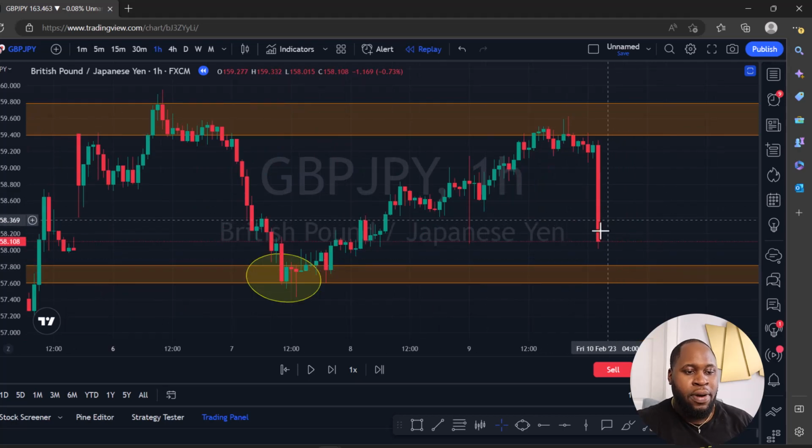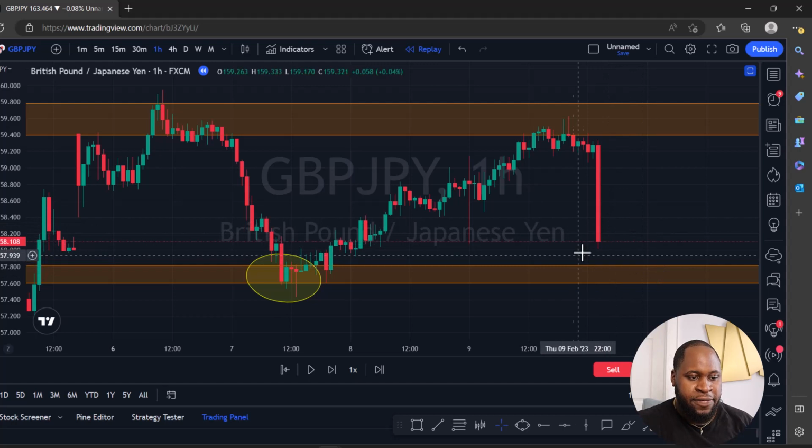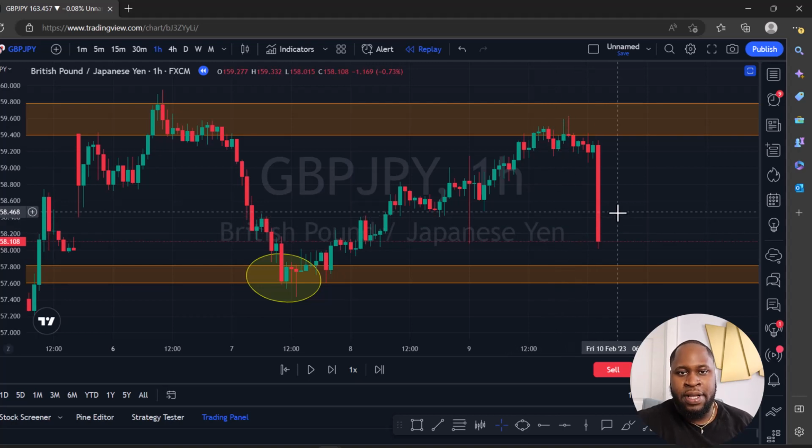If current price is right over here, right around 158.108, I'm not going to be able to set a buy limit at 158.200 or 158. Anything above 158.108, I will not be able to set a buy limit. It's going to be invalid. In reality, what I'm going to be able to do is set a buy limit below current price.